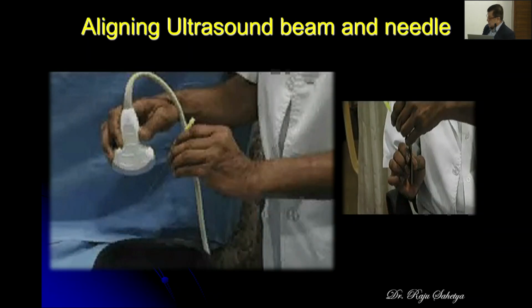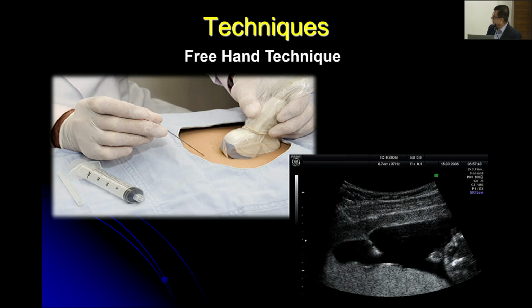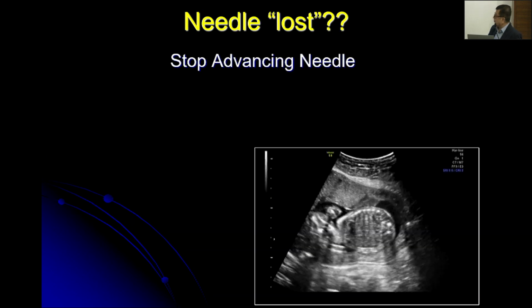So this is a very, very important principle. If you have control on this, you can do any type of procedures. So this is the transducer aligned 45 degrees in this type of thin beam of ultrasound. And in this image, what you saw earlier, at the entry point you're seeing the parietes, the myometrium, and the pocket.